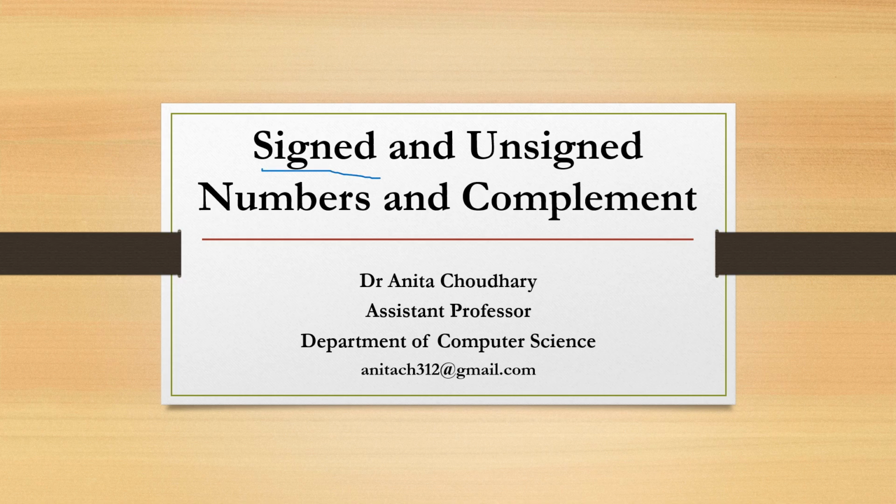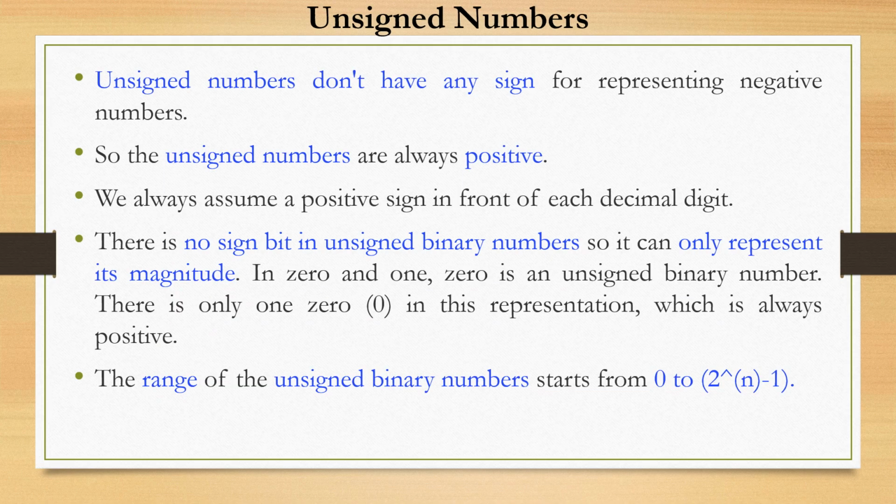Today we discuss the signed number and the unsigned number and how we calculate the complements of these numbers. So first of all, what is the unsigned number? Any number is represented using its magnitude, and the magnitude doesn't carry either a positive or negative sign, so by default we assume that the number is always positive. Unsigned numbers are always treated as positive numbers and they don't carry any sign bit.